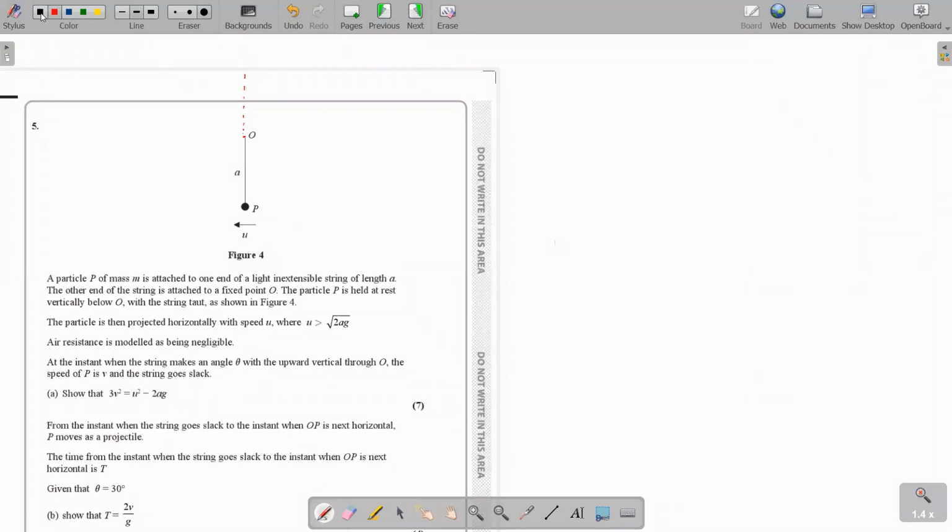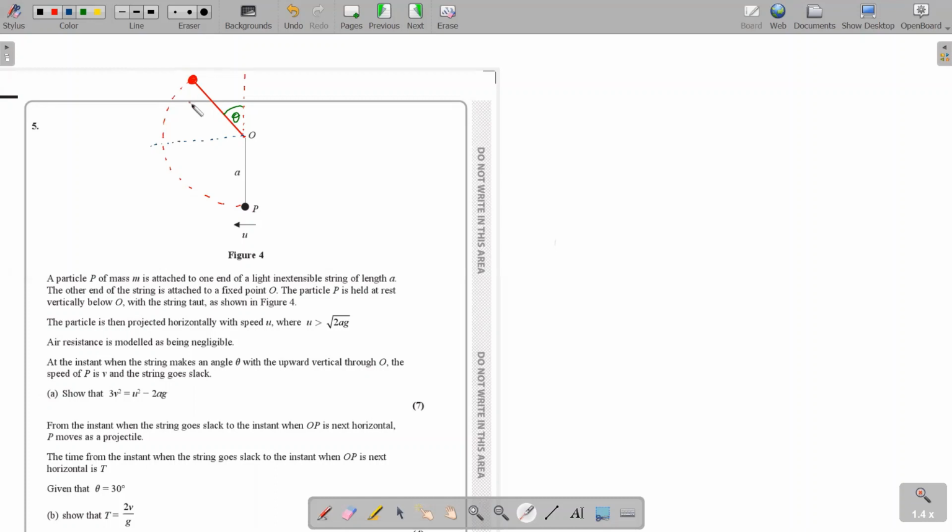When you draw the diagram, you need to draw the circular path. You make the angle theta with the upward vertical, so you have to mark theta as an acute angle with the upward vertical. For the string to become slack, it will not become slack in the lower part here. The only way it will become slack is once you pass the first quadrant. When you pass this quadrant, this is a section where you can go slack.